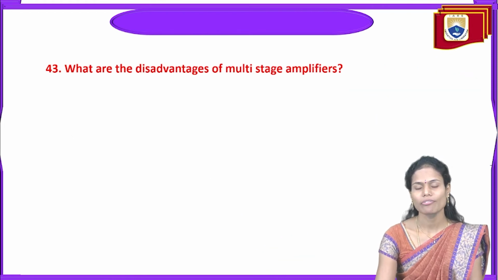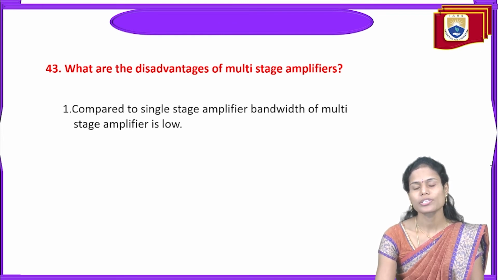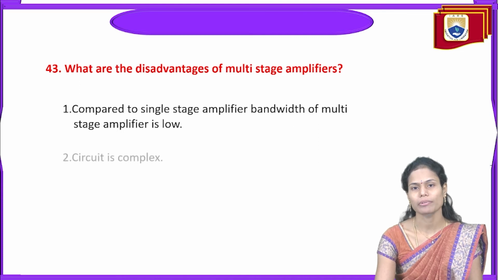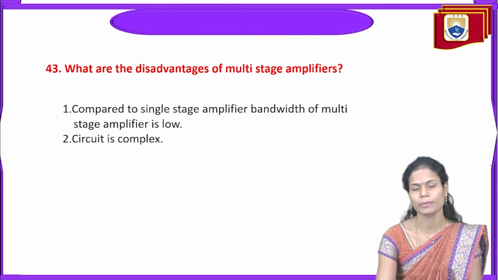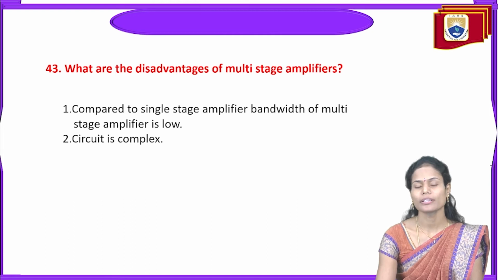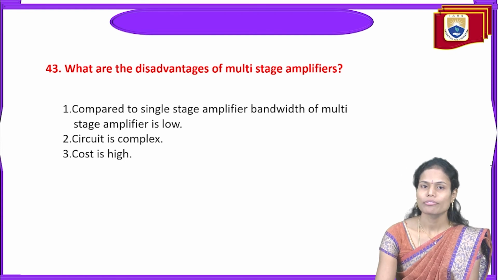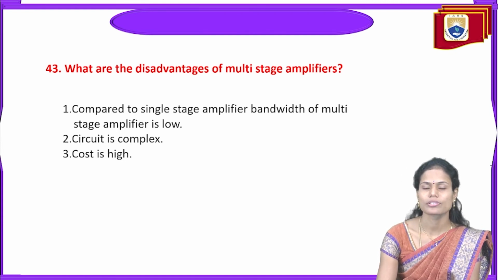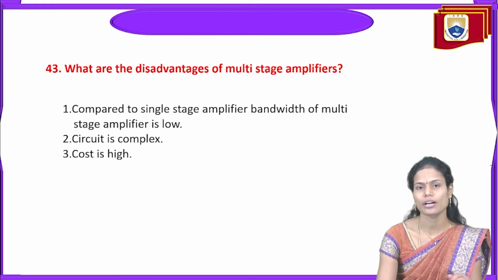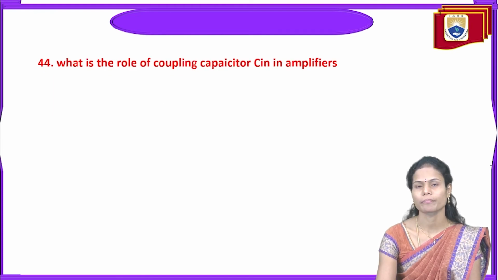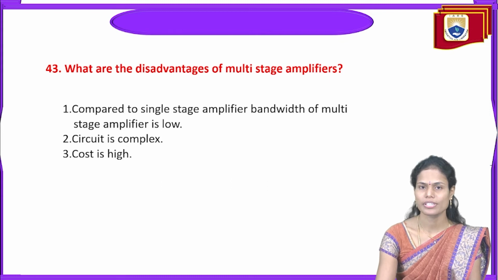And next, what are the disadvantages of multi-stage amplifiers? Compared to single stage amplifiers, the bandwidth of a multi-stage amplifier is low in some applications, but in some applications it is providing the high bandwidth only. And it is complex. Why? Because we are cascading many single stage amplifiers, and because of interconnecting all the stages, the number of components are increasing here. So the cost of the system will also increase here. So these are the disadvantages of multi-stage amplifier.